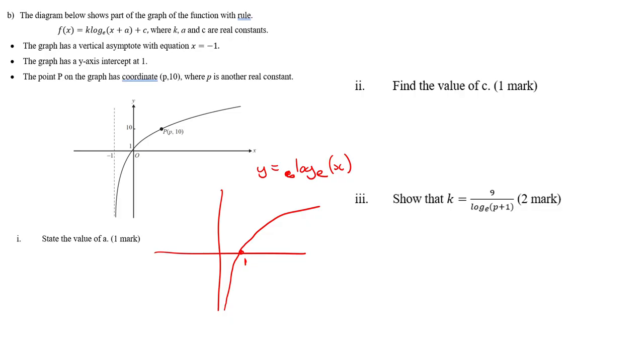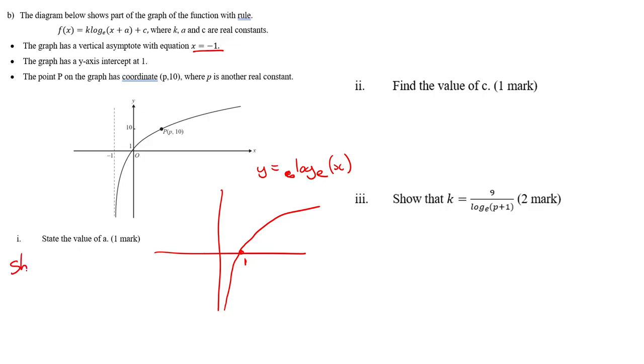So it says the graph has a vertical asymptote with equation x equal negative 1. The graph has a y-axis intercept at 1, and the point P on the graph has a coordinate P, 10, where P is another real constant. So state the value of a. So a is referring to the horizontal shift, and we can see that since there is an asymptote at negative 1, there's been a horizontal shift 1 unit in the negative direction.